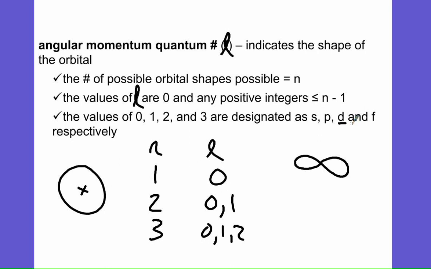So we know that S, which corresponds with 0, is spherical. And we know that P, which corresponds with 1, has that dumbbell shape. D and F are not really all that important for us, but you do have that possibility for 2 and then 3, because if n equals 4, then I have values 0, 1, 2, and 3 to deal with. So there are 4 different sublevels with 4 different shapes of orbitals.